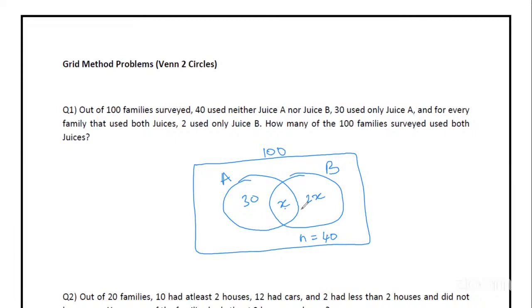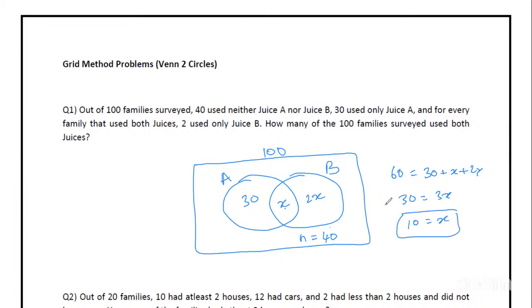All right. So now I know that 100 minus 40 is 60. 60 is equal to A union B. A union B is equal to 30 plus X plus 2X. So 30 is equal to 3X. So 10 is equal to X.